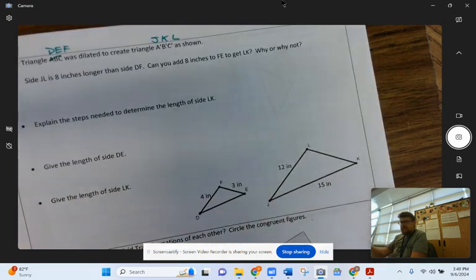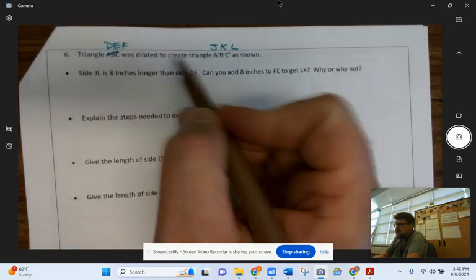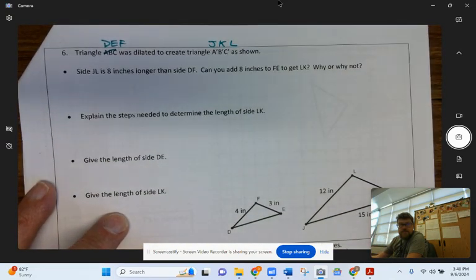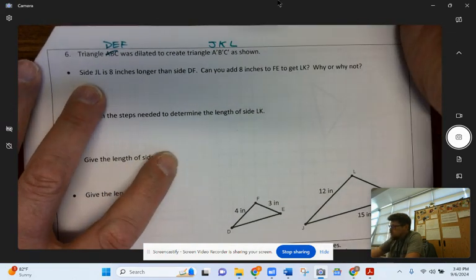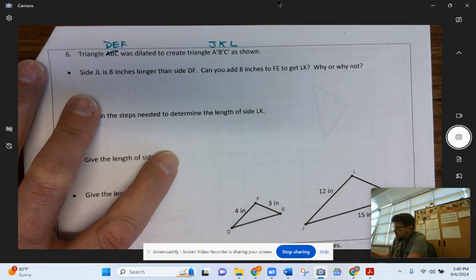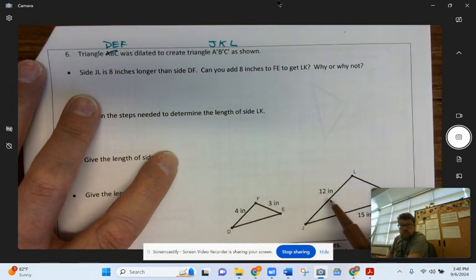Little typo, I was moving fast this morning, and I decided to relabel after I had finished this problem, so I didn't change the instructions. But anyway, I've got DEF and I've got JKL right here. So side JL here is 8 inches longer than side DF here. 4 plus 8 gets you to 12, okay?